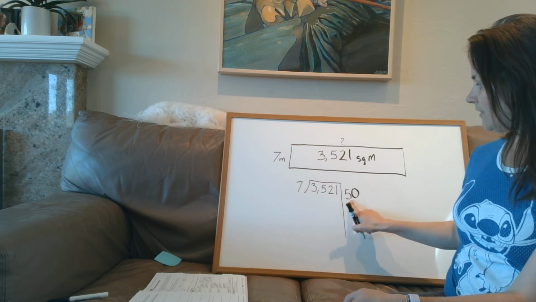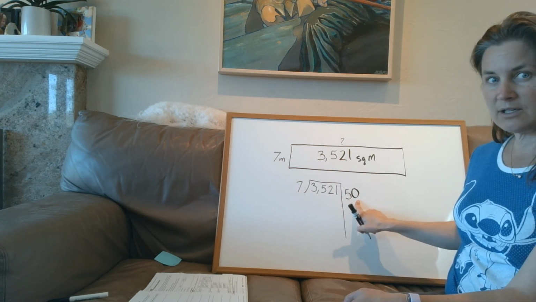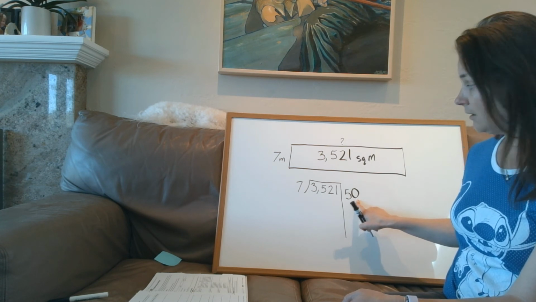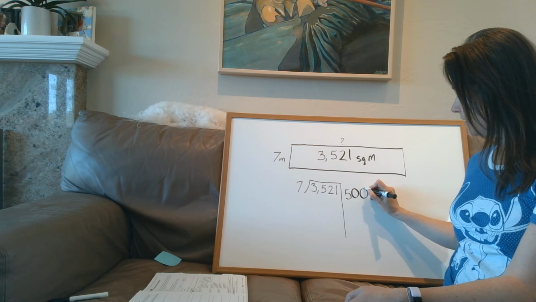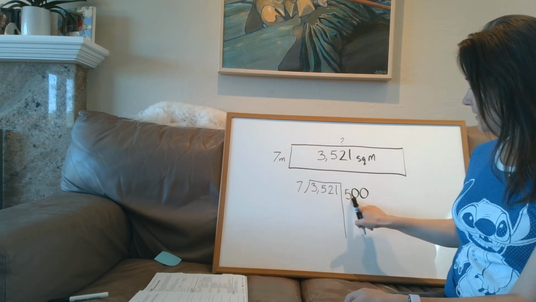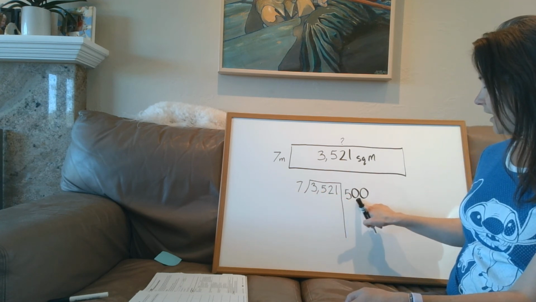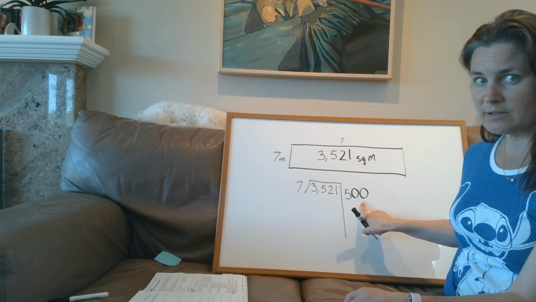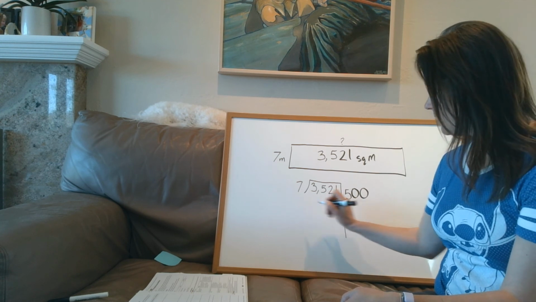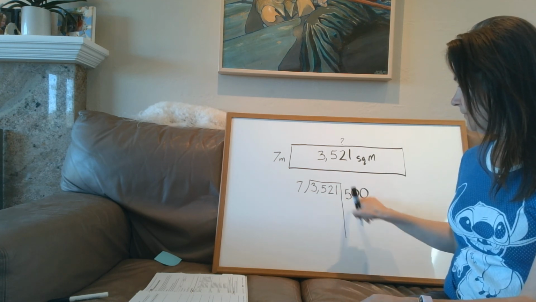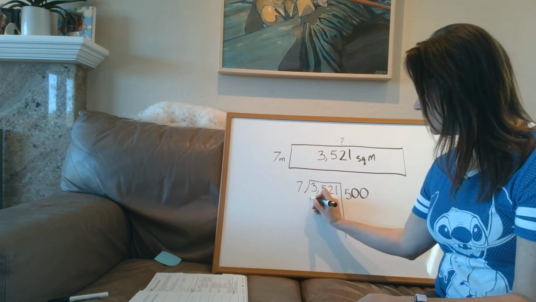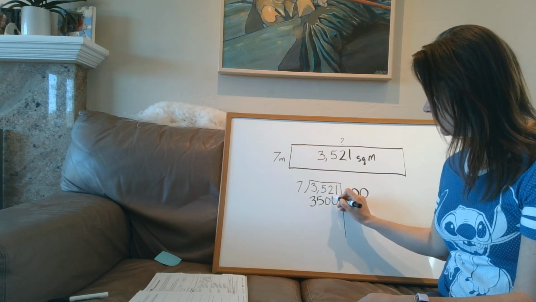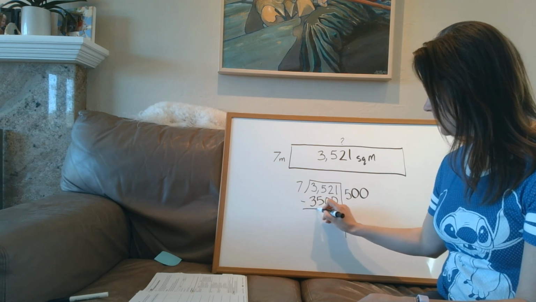7 times 5 is 35. Attach a 0, that would be 350. Could I go bigger? 500. 7 times 5 is 35. Attach 2 zeros, get 3,500. Ooh, let's leave that 500 here. 7 times 5 is 35. Attach my 2 zeros. I'm going to subtract again.